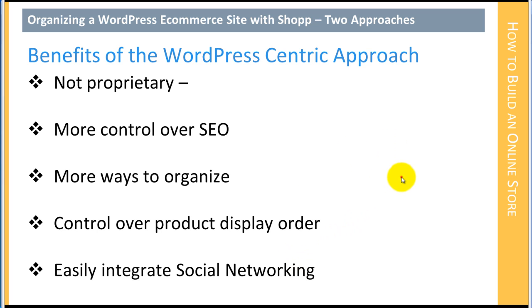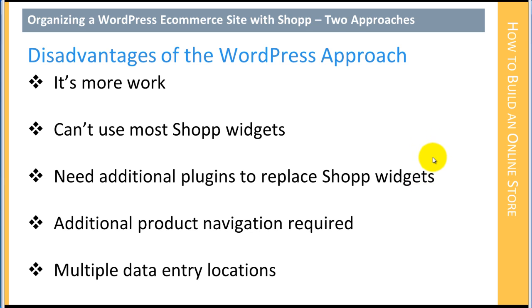So now the disadvantage of using the WordPress approach is it's more work, right? Because you don't get to take advantage of all the automation that automatically comes with Shopp. You can't use most of the Shopp widgets. Some of the Shopp widgets you'll be able to use, but most of them you won't be able to use because they're dependent upon you using the full Shopp system in order to work. And since you can't use most of the Shopp widgets, you'll need some additional plugins to replace those Shopp widgets, because you still want that kind of sorting and indexing functionality. And so we'll show you what you use, but there will be additional plugins.